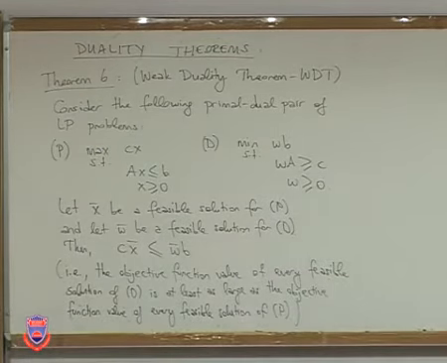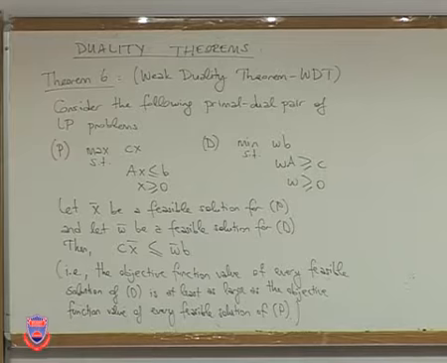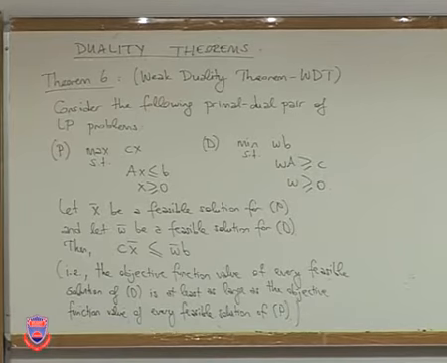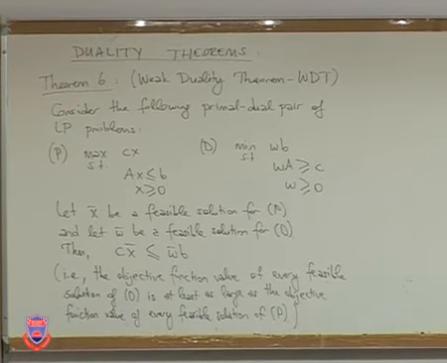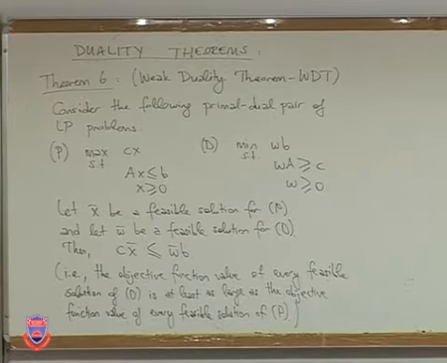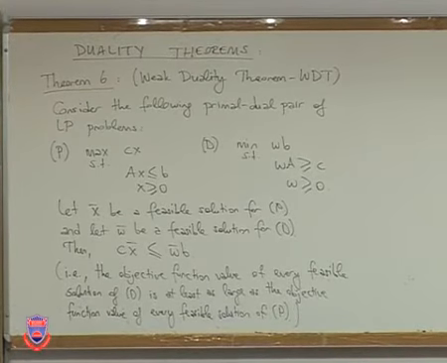So essentially what the weak duality theorem says is the following. Whenever I have a primal dual pair of LP problems, if I pick any feasible solution from the primal problem, and any feasible solution from the dual problem, and I evaluate the objective function values, then the primal objective function value is always less than or equal to the dual objective function value. Okay?